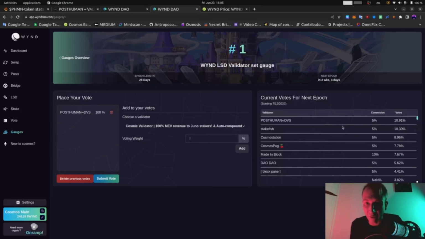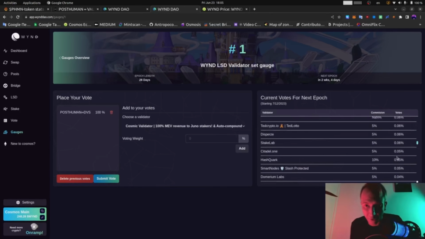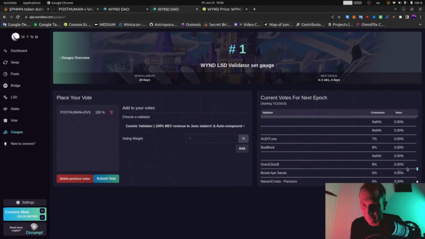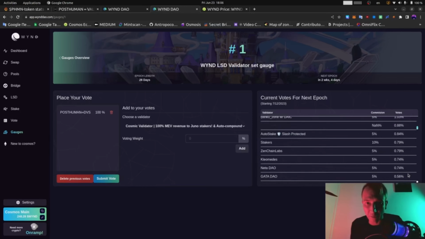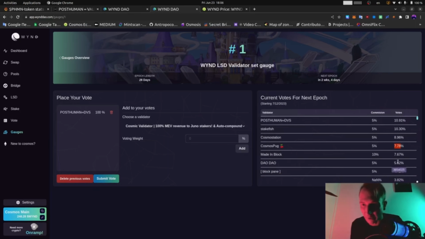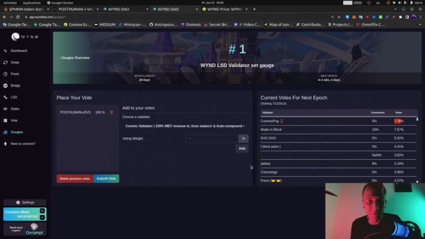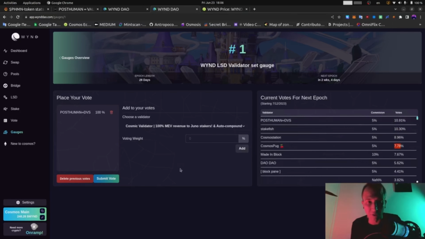As you can see, here is not only the post-human validator, just the post-human validator is in first place in the list of the LSD validators at Wynd, and in second place Stakefish, after that Cosmos Station, Cosmos Pug, Maiden Block. Very good validators, very nice validators. Some validators have 0 votes, but maybe this validator just doesn't have Wynd staked. So if you stake your Wynd in the Wynd DAO, you have the voting power, and you can vote for your favorite validators. And other validators also can buy some Wynd, keep this Wynd, stake this Wynd, get the voting power and vote for themselves.